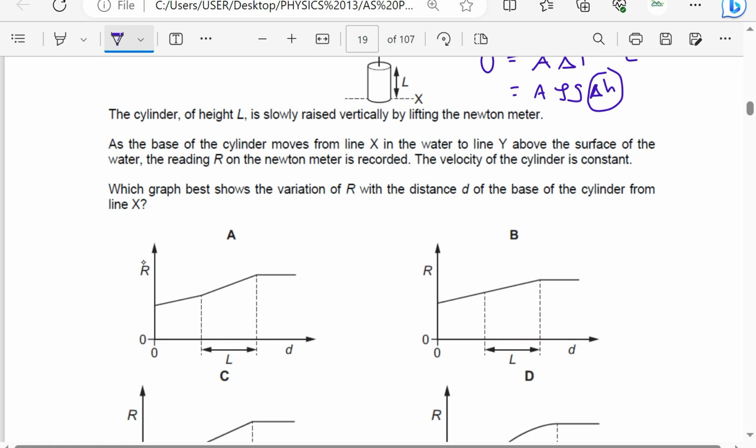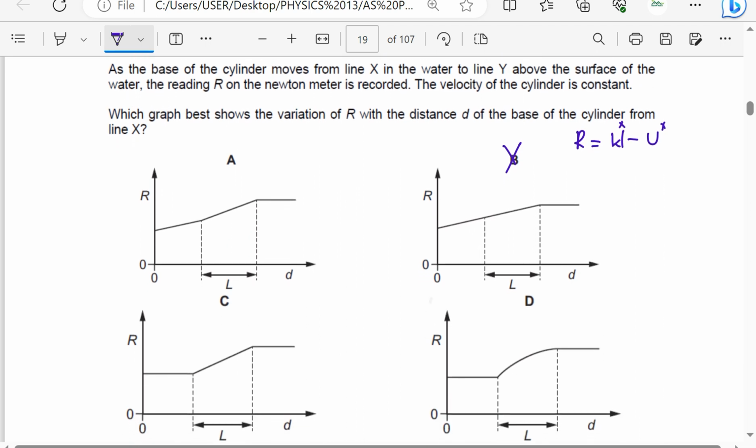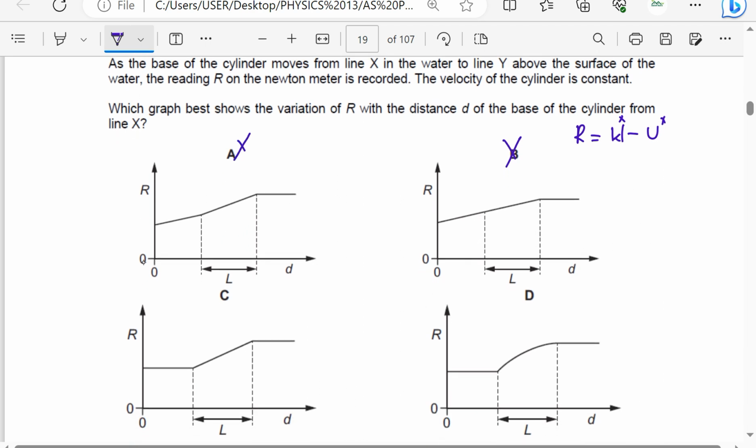So initially, for all of them, remember the upthrust should first remain constant. So it is initially constant. The resultant force, because we are looking for the resultant force, is going to be the reading on the Newton meter. So the resultant force R should be equal to the weight vertically downwards minus the upthrust. Initially the weight is not changing and upthrust is not changing before we reach the surface. So it means R remains constant throughout. So B is automatically disqualified. A is automatically disqualified because they are showing that R increases initially. Even this one is showing R increases.